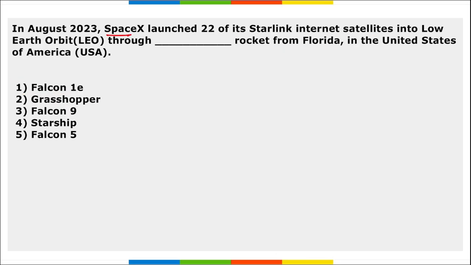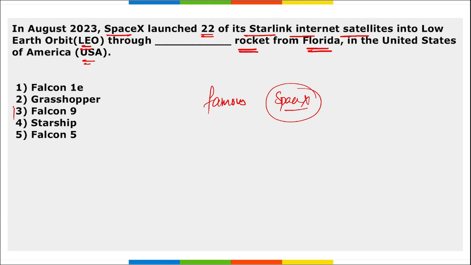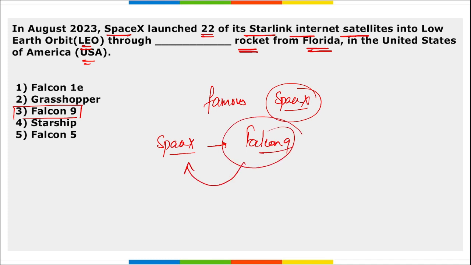Next, SpaceX has launched 22 of their Starlink internet satellites into low Earth orbit through Dash rocket from Florida in the USA. So, which is the rocket, or if I ask you in a different way, which is the very famous rocket of SpaceX that carries most of the launches, or 99% of the launches for them? It is Falcon 9 rocket, right? And Falcon 9 is the rocket of this SpaceX.